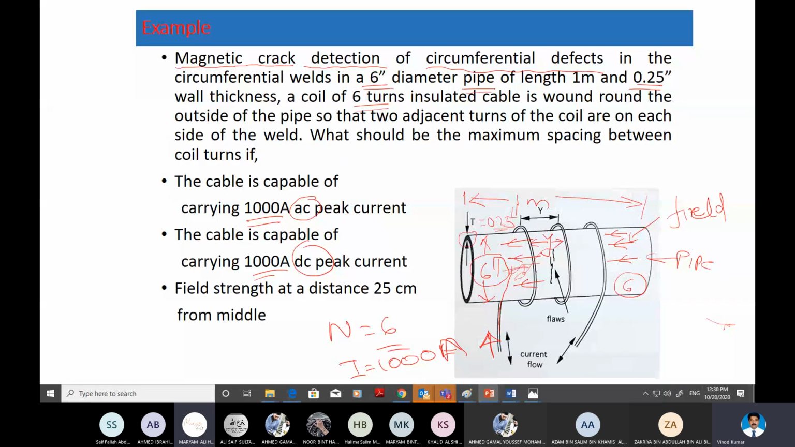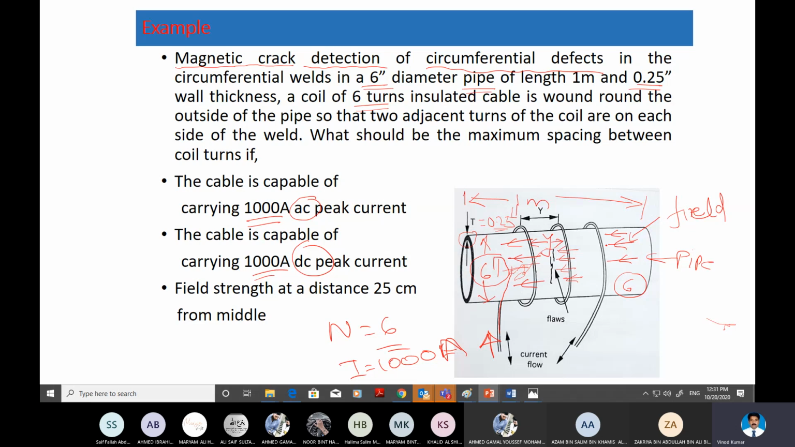I'm explaining again. We have a pipe. We have to test whether there is any crack or not. So the pipe thickness is 0.25, diameter 6 inch. See, if we supply current through this coil, this current will produce a magnetic field. That magnetic field direction will be axial. See here, it will be like this. So since the magnetic field is perpendicular to the crack, we can detect it. Otherwise, we cannot detect it.